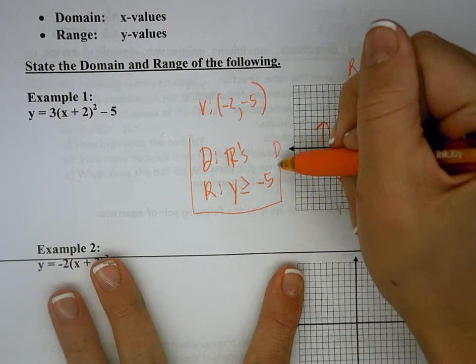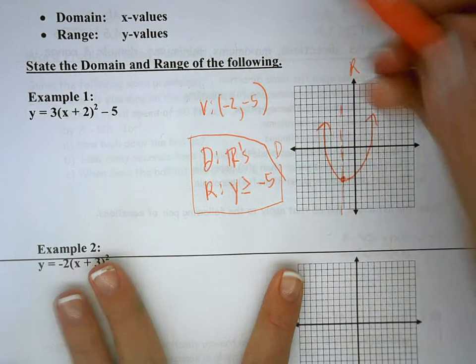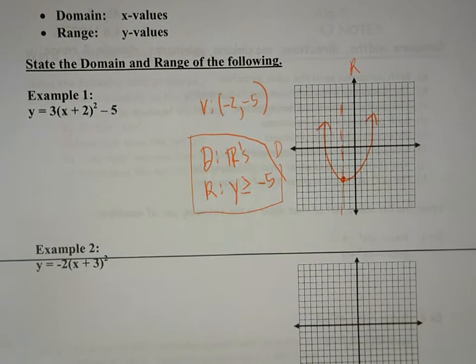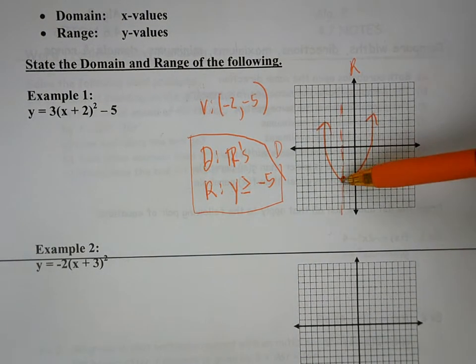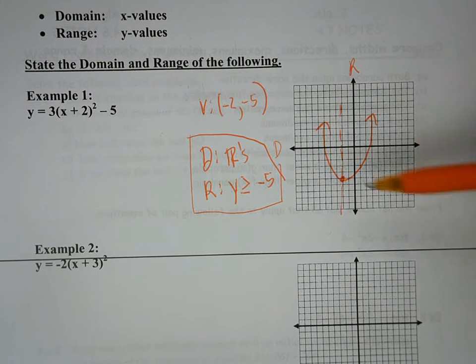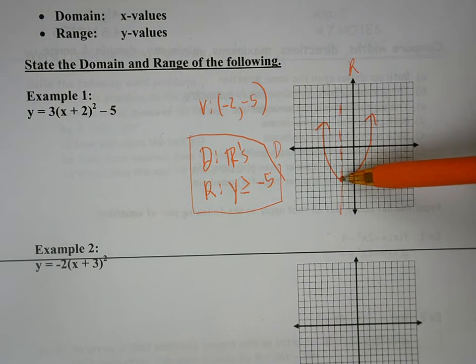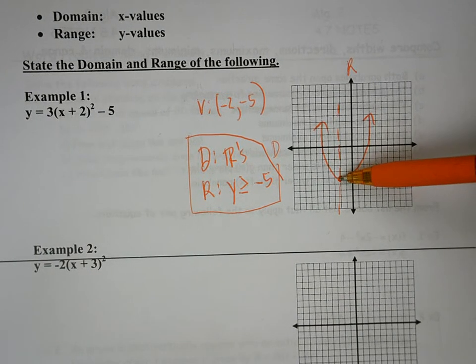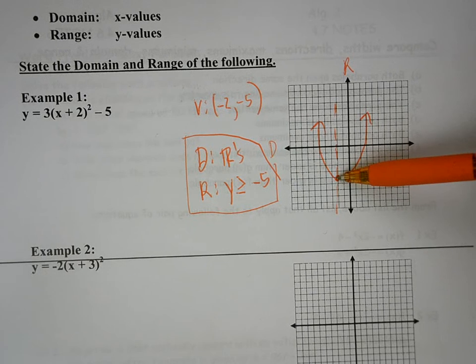So for the domain, it's basically greater than when it's going up, less than when it's going down. And this makes sense. All the values are bigger. This value, is it a minimum or maximum? Minimum, because everything else is bigger.